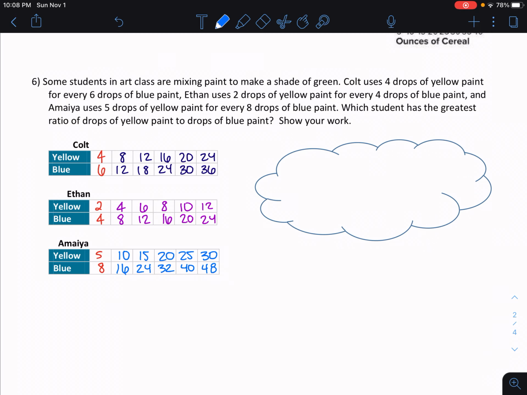Now, because we're comparing these ratios, I want to know the greatest ratio of yellow paint to blue paint. That means that I want the blue paint to be the same. So if I look at all 3 of my tables, the blue paint is the same at 24 drops. So if I look at just those 3, 16 and 24, 12 and 24, and 15 and 24, Colt has the greatest ratio of drops of yellow to drops of blue, because when they all have the same amount of blue, Colt has the most yellow.